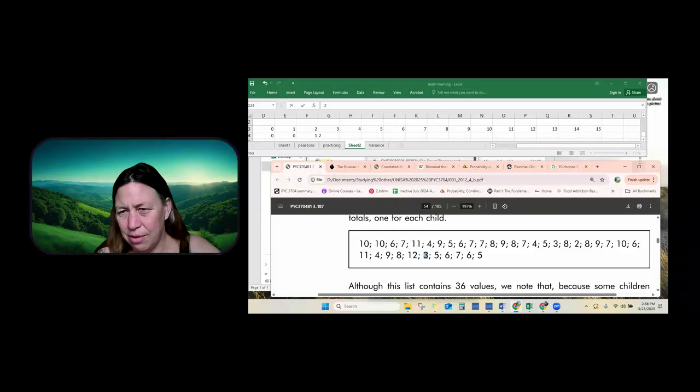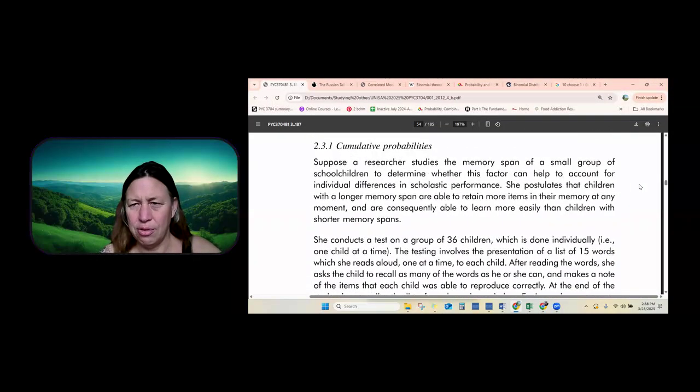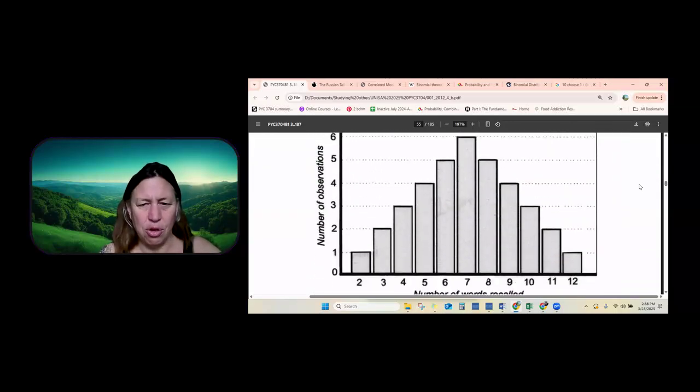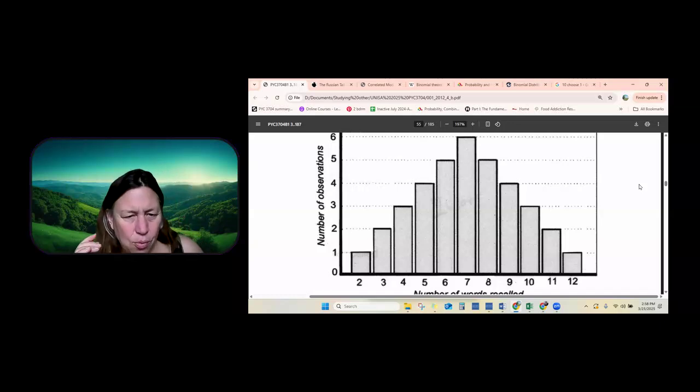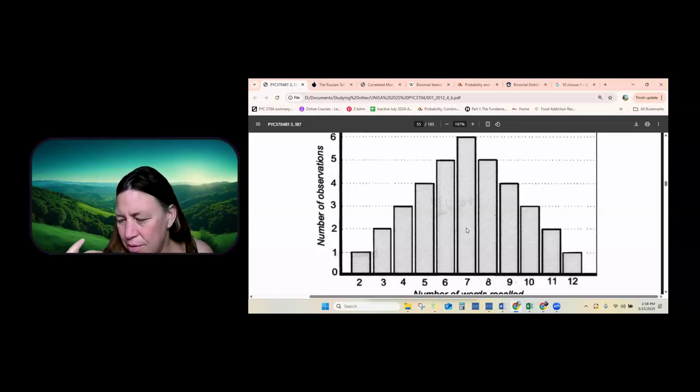And when you do that, you end up with a chart that you can convert into a table. A chart like this. So you can say, 1 child remembered 2 words, 2 children remembered 3 words, 3 children remembered 4 words, 4 children remembered 5 words, 5 children remembered 6 words. The highest number, the greatest value that was recalled was 7 words, and 6 children remembered that. And here's your distribution curve, right?